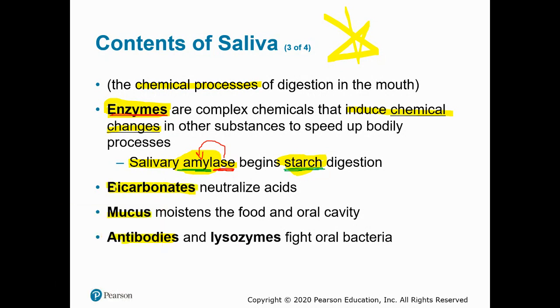Alrighty, and then bicarbonate, it neutralizes acids. If you're familiar with acids and bases, bicarbonate is more basic, so it's going to neutralize anything that's acidic in the food. Mucus, again, helps to moisten the food, moisten the oral cavity so that you can do that nice digestion. And then our saliva also contains antibodies and lysozymes, which are two, again, protein molecules that help to fight off any kind of foreign particles, especially bacteria, that might have come in through the food or even through the air or the water that you're drinking. So right away, that's the first line of defense, the antibodies and the lysozymes in your saliva.